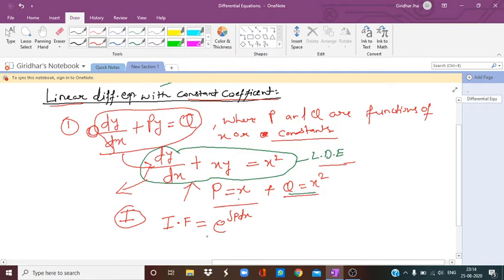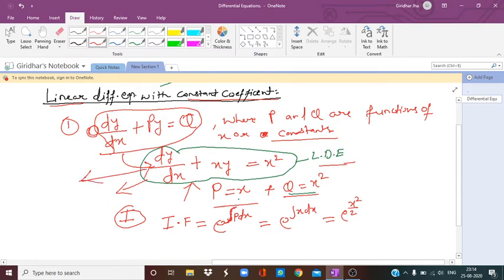So first we always have to calculate the integrating factor, which is nothing but e to the power integral p dx. Suppose for this equation, we have e to the power integral x dx. Now what is the integration here? E to the power x square by 2. No need to write c here. It's just e to the power x square by 2. This is the integrating factor for this particular sum.